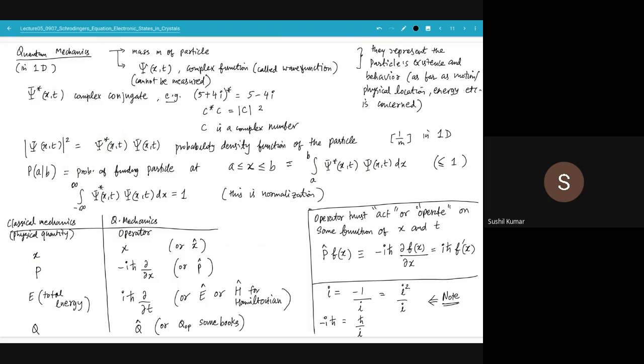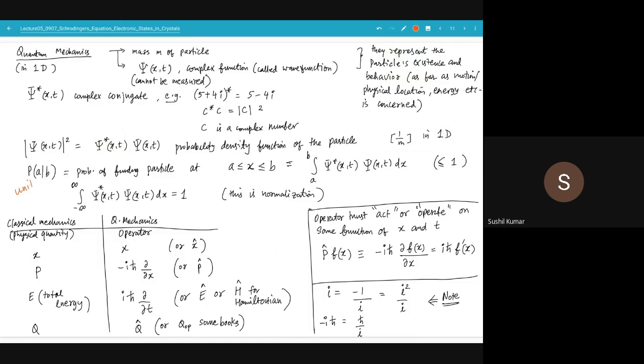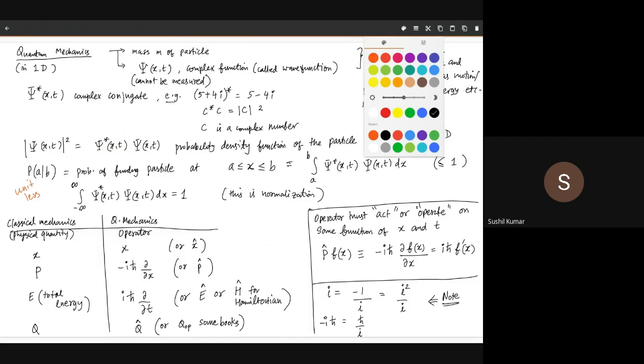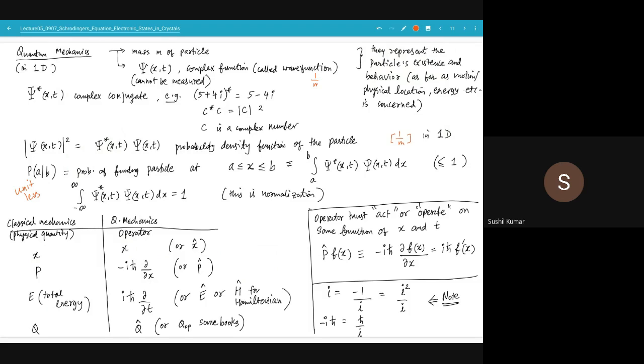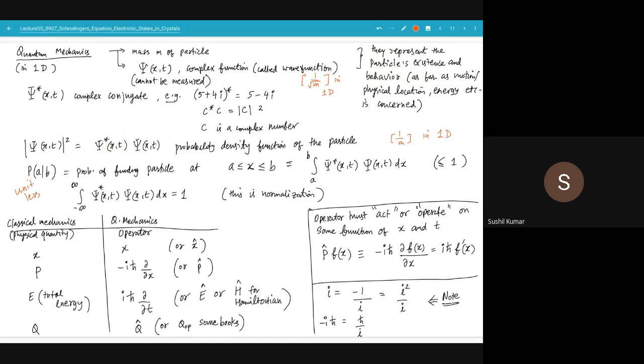Just look at this integral. This integral should give me an answer for a probability, which is unitless, right? So here I should say this quantity is unitless. So this quantity is 1 over meter. So this quantity is going to be 1 over meter square root, in 1D. In 2D and 3D, there will be dx, dy, so it will be a different unit.